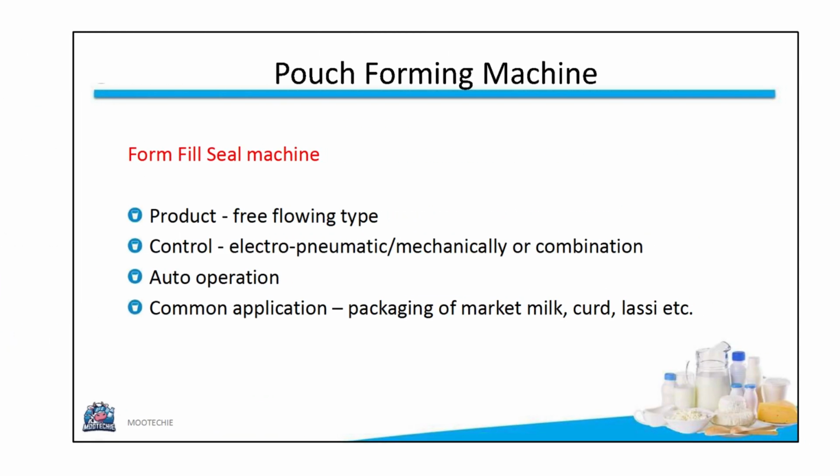The pouch is formed by cutting the film to size, creating a bottom seal, filling the pouch, and then making the top seal. The machine that performs this is called a form-fill-seal machine. It is designed for free-flowing products and can be controlled electro-pneumatically, mechanically, or with a combination of both. It operates automatically and is commonly used for packaging products like market milk, curd, and lassi.